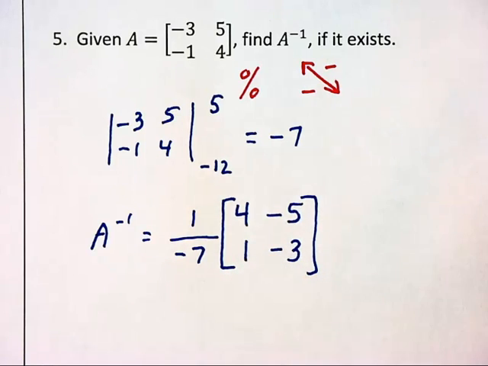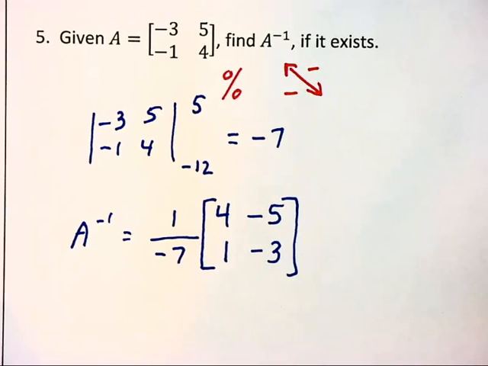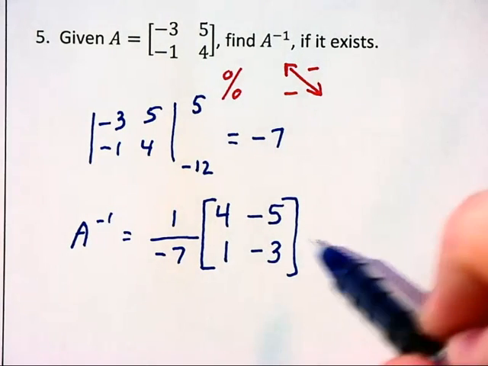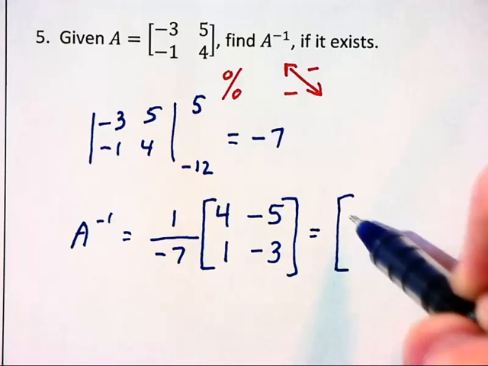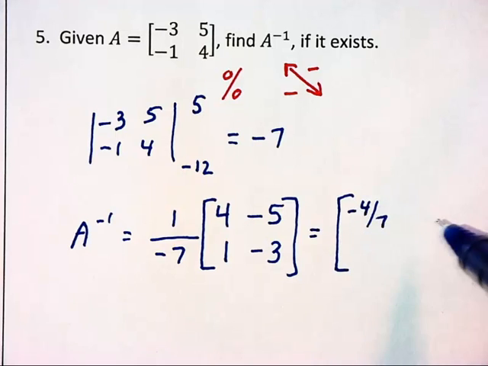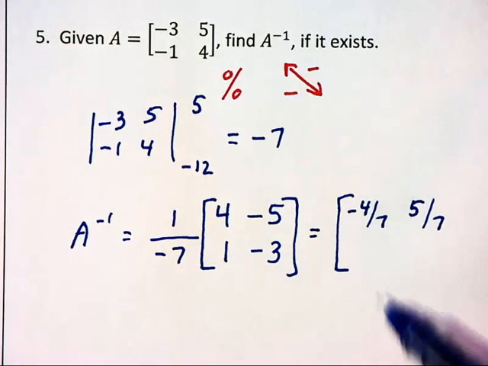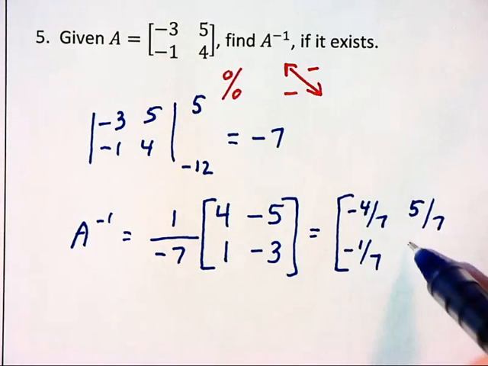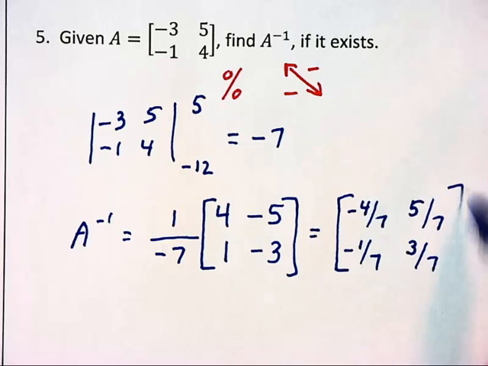Now we just multiply that scalar of negative 1/7 into that matrix, and we get negative 4/7, reading across 5/7. Next row will be negative 1/7, and then positive 3/7.